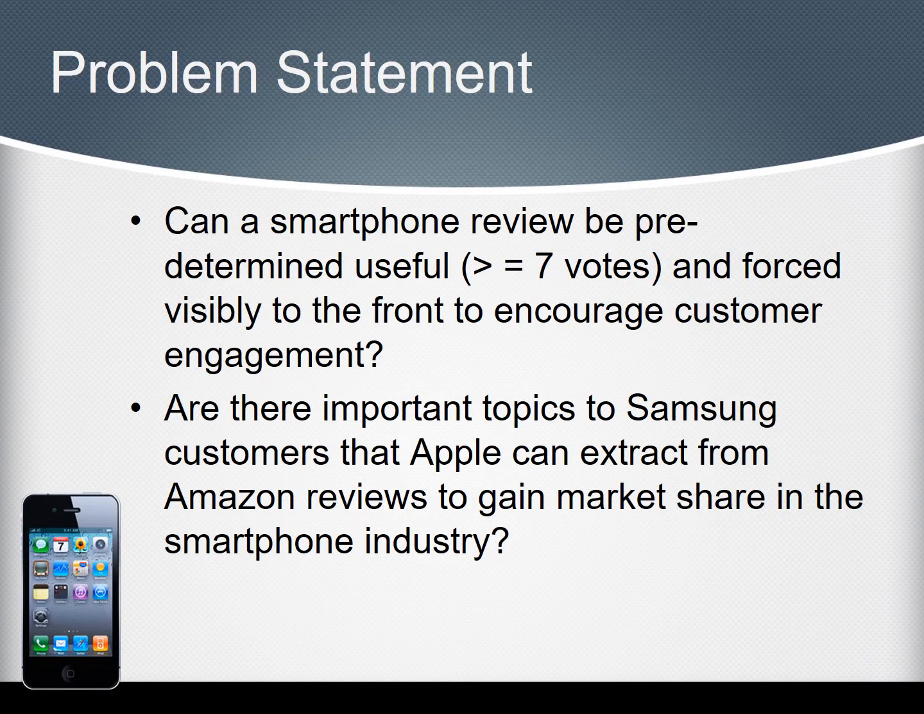Hello, I'm Johnny, and I'm here to talk about the problem statement. We devised two types of problem statements, one for supervised learning and another for unsupervised learning. Our supervised learning deals with our classification of reviews with greater than or equal to 7 review votes. So we asked, can a smartphone review be predetermined as useful and forced visibly to the front to encourage customer engagement? I'll be discussing the classification models that we use and our metrics upcoming.